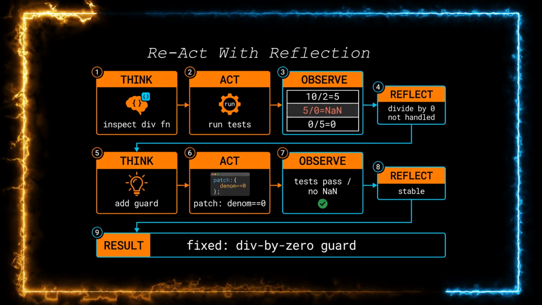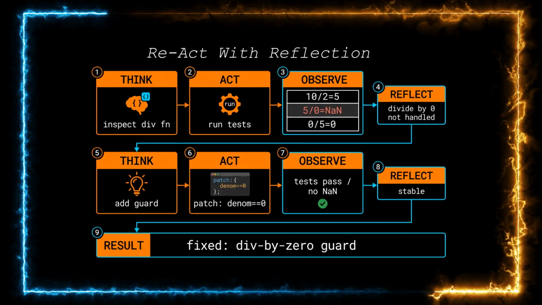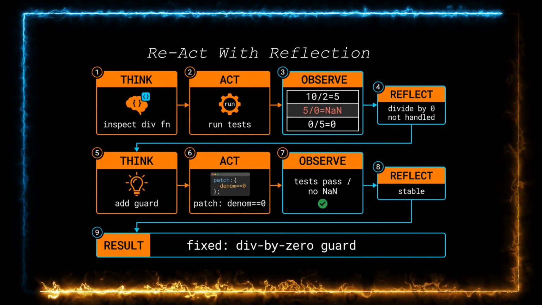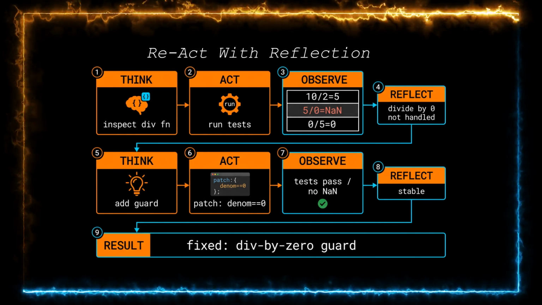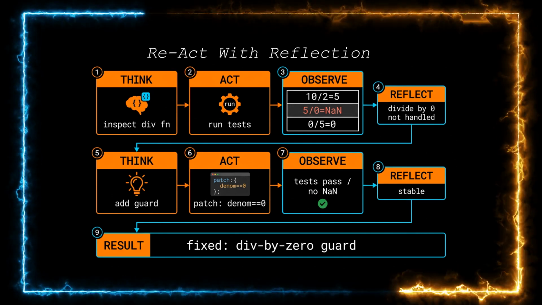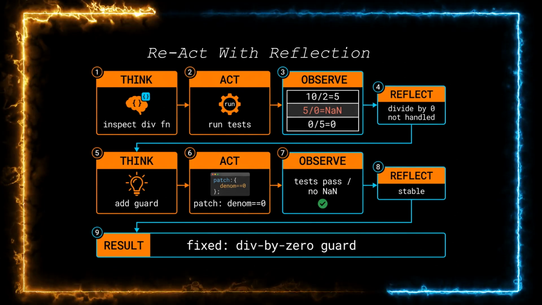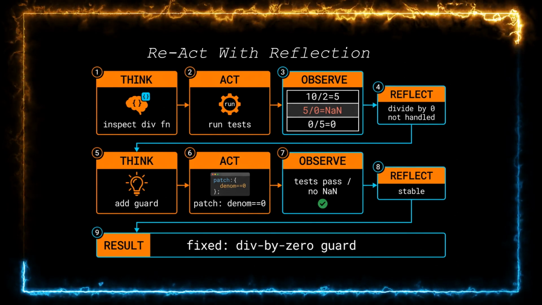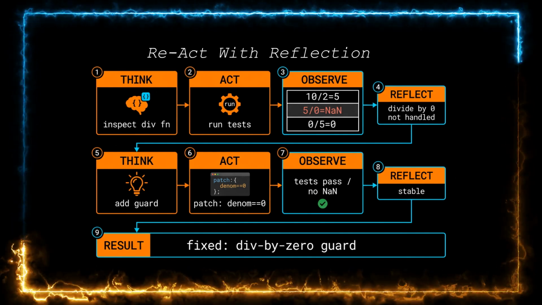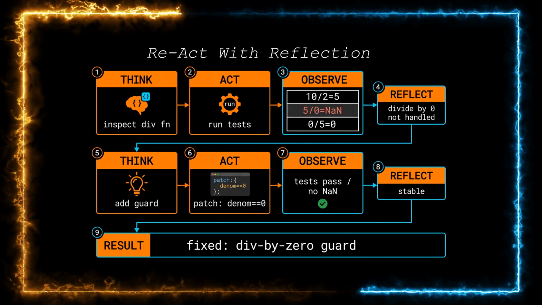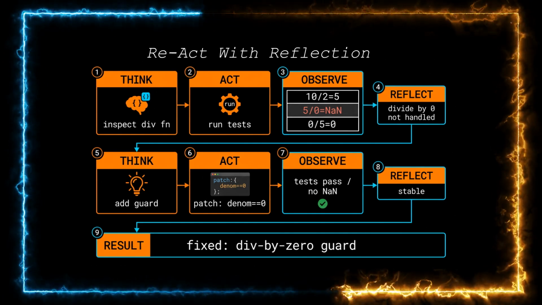Reflect, division by 0 is not handled, which causes NaN. This is incorrect behavior. Think, I should add a guard clause for division by 0. Act, update code to return 0 or an error when the denominator is 0. Observe, tests rerun successfully, no NaN values. Reflect, the fix is correct and stable, no further changes needed. Final result: bug fixed by handling division by 0 cases properly.